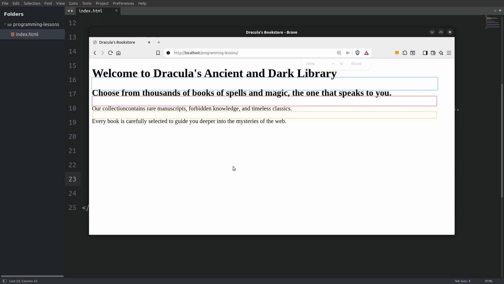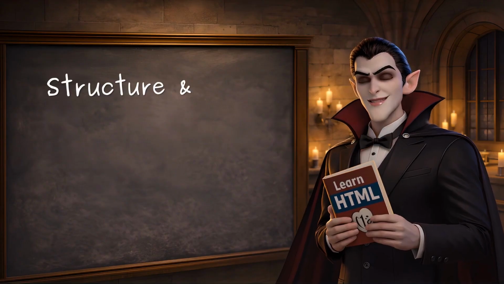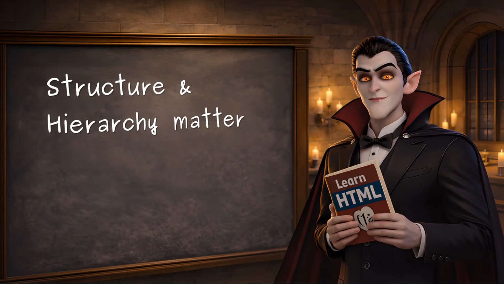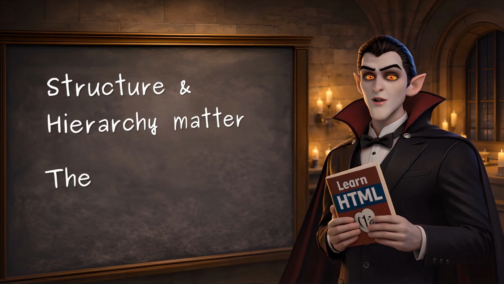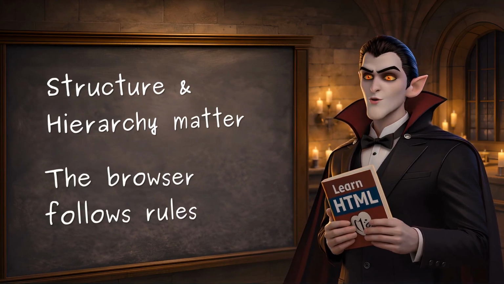Excellent. Notice that the browser automatically adds space between the elements. We call this margin, and we will explore it in a few lessons when you are introduced to CSS. But look carefully. The browser adds a different margin to each element. It makes the content easier to read. This is why structure and hierarchy matter. The browser is not guessing, it follows rules.